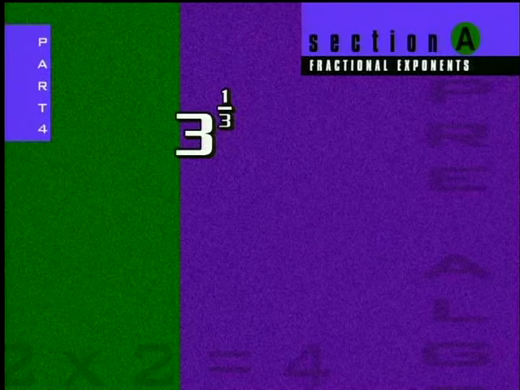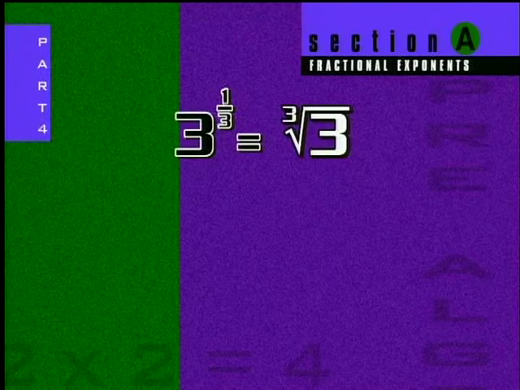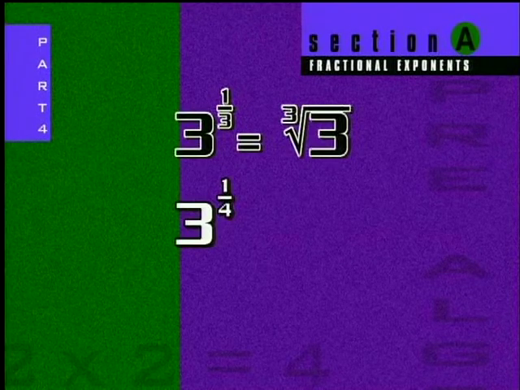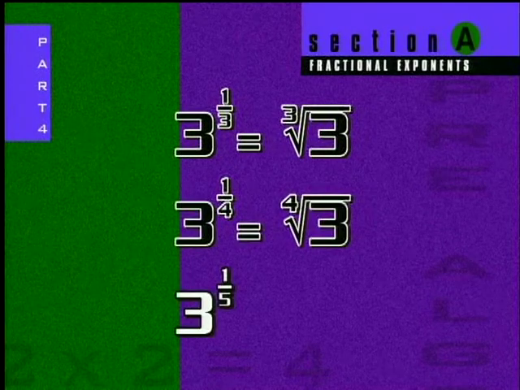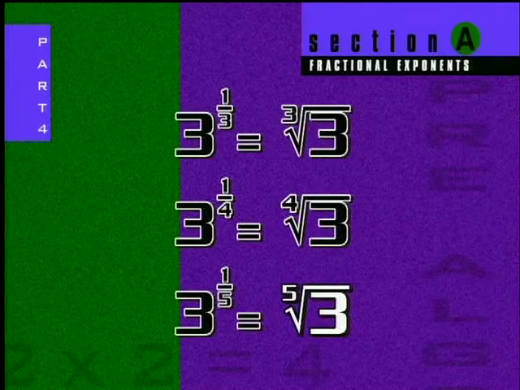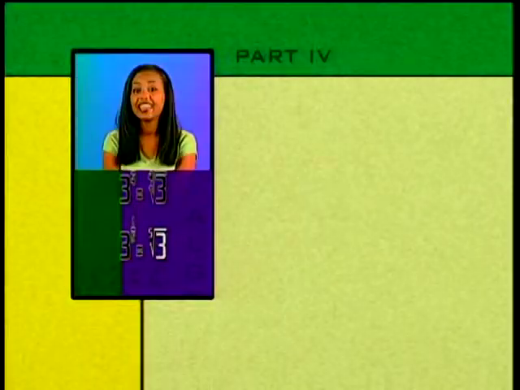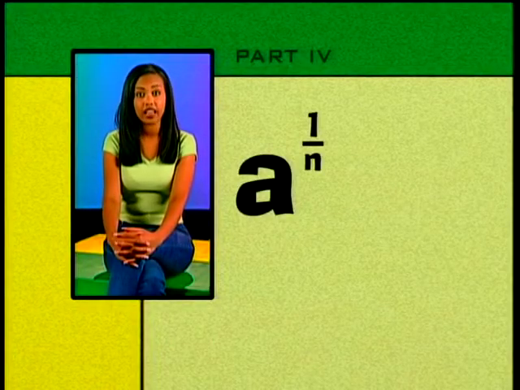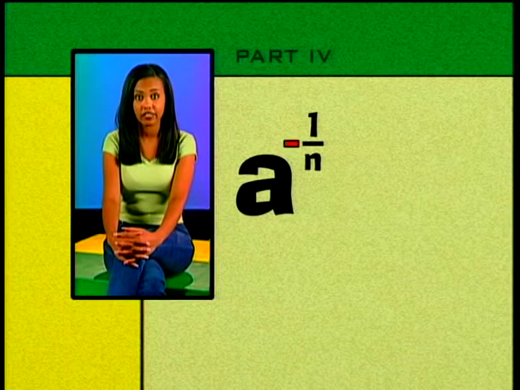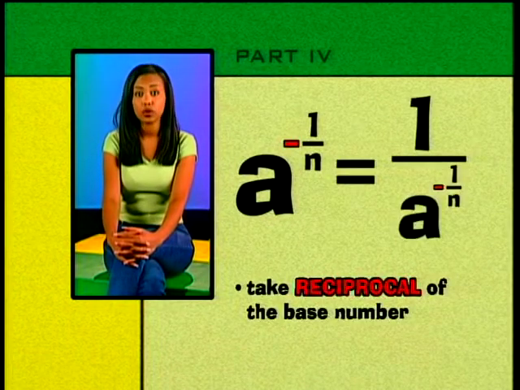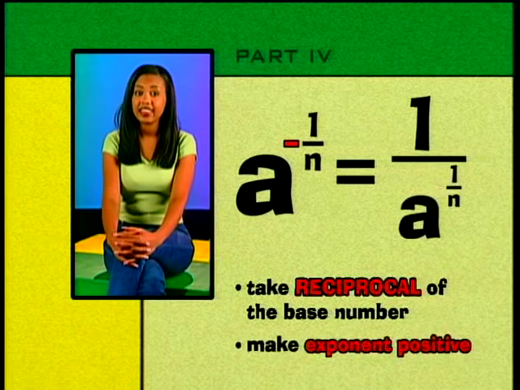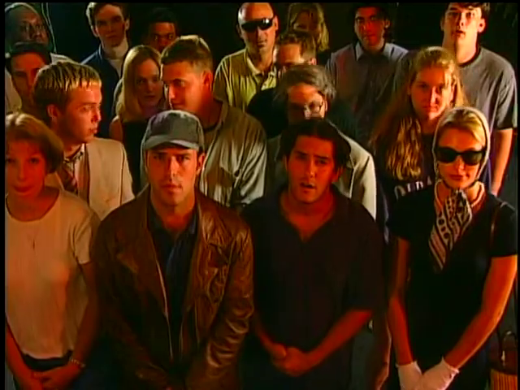So, in the same way, 3 to the 1/3 power means the cube root of 3. 3 to the 1/4 power means the 4th root of 3. 3 to the 1/5 power means the 5th root of 3, and so on. Now, what happens if we've got the same kind of exponent, except now it's negative? Well, we've got to do things just a little different. We've got to take the reciprocal of the base number and then make the exponent positive. The reciprocal of a number is 1 over that number. The reciprocal of 5 is 1 over 5.